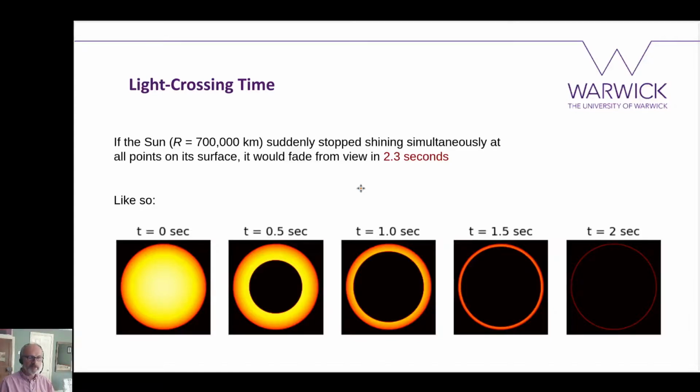We would see the light disappear first at the center of the Sun's disk, because that's the part of the Sun that's closest to us, and at half a second it would look something like the second image here, as I indicate, and then at 1 second most of the Sun would have disappeared, but still we'd see that very edge part just for another second or so, and then at 2.3 seconds we'd see it no more. That's nothing to do with the Sun, it's just to do with how long it takes light to travel across the Sun.